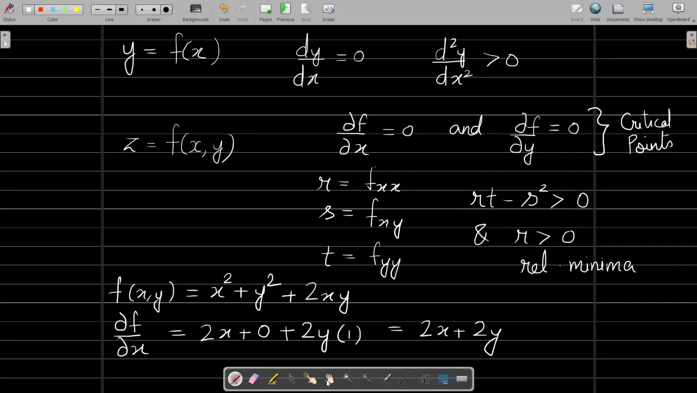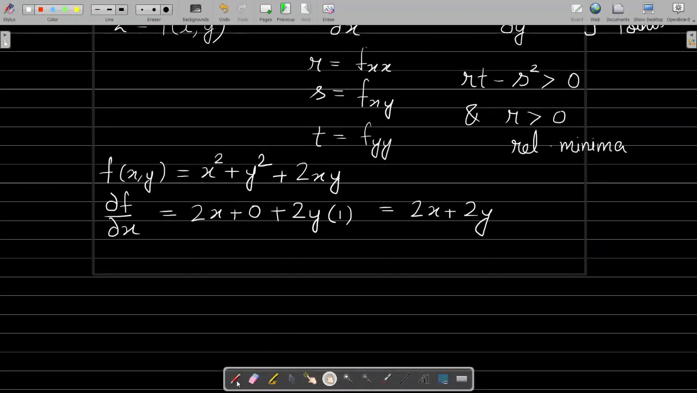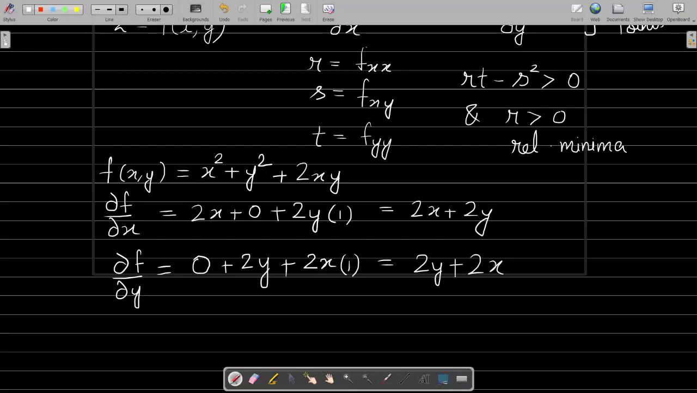Similarly, when you are partially differentiating this function with respect to y, you will get dou f by dou y. When differentiating with respect to y, you have to treat terms involving x as constant. So dou by dou y of x square is 0, since x square is treated as a constant, plus the derivative of y square is 2y, plus the derivative of 2xy. Here 2x is a constant and the derivative of y is 1. So that is 2y plus 2x. It comes out something like this.